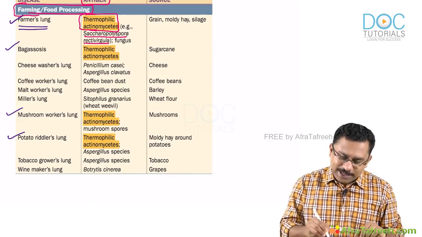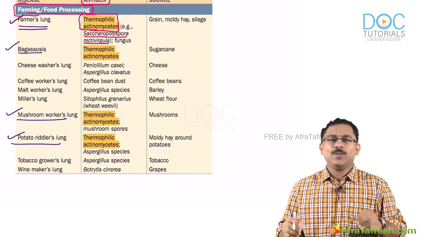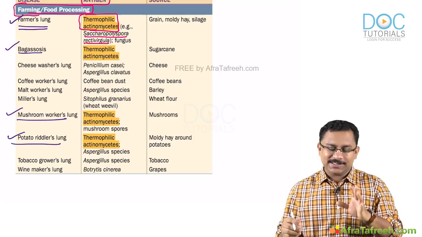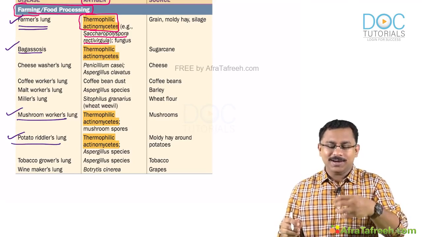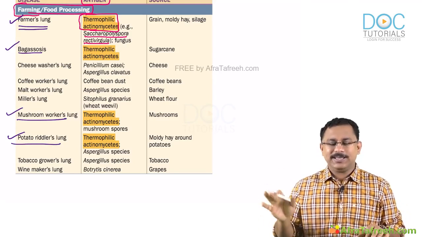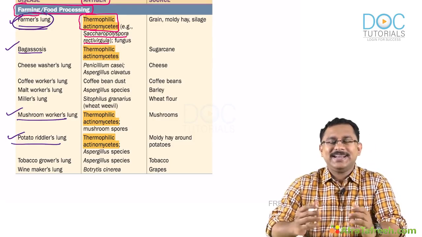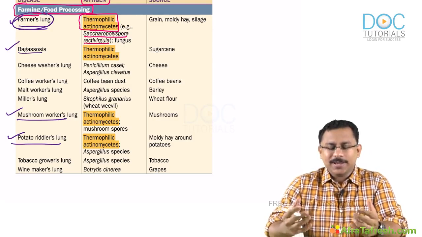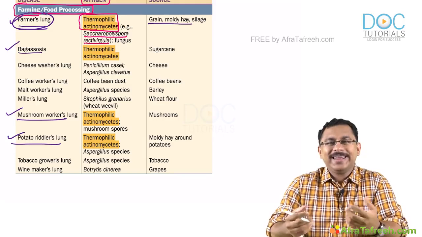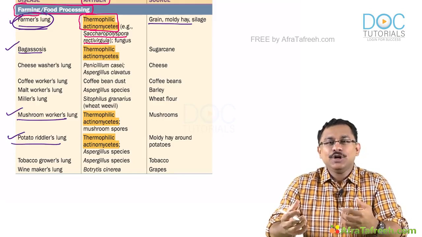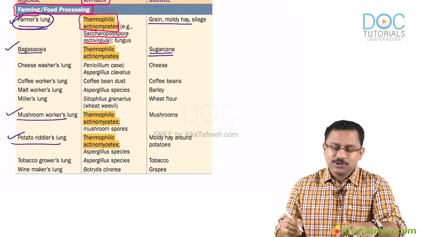So always keep these entities in mind, especially when they ask you a question with respect to thermophilic actinomyces. These are the hypersensitivity pneumonitis subtypes that you have got to learn for thermophilic actinomyces. Very clear. And in farmer's lung, always understand that the source of the bacterial antigen can be hay or grains. And for bagasosis, it is often sugarcane that is the source.